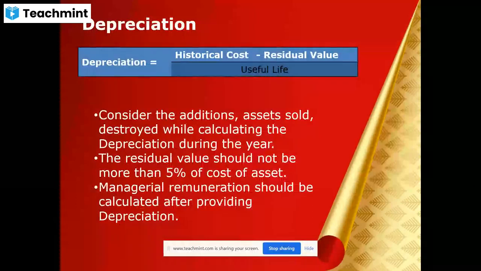Another adjustment which we already know is depreciation. Now, how to calculate depreciation? Depreciation is equal to historical cost minus residual value divided by the useful life. Before doing this, consider the additions and assets sold or destroyed during the year. The residual value should not be more than 5% of the cost of the asset. Managerial remuneration should be calculated after providing depreciation. So these things should be considered while calculating the depreciation.